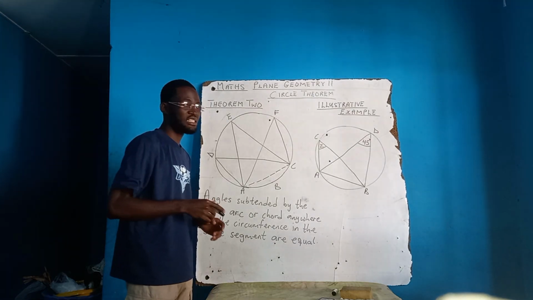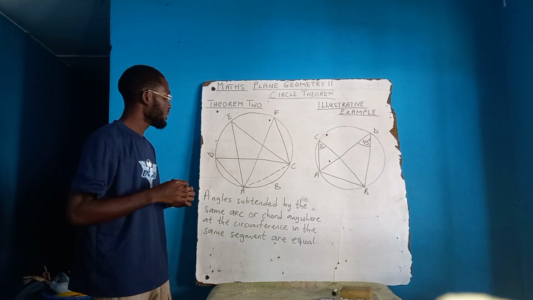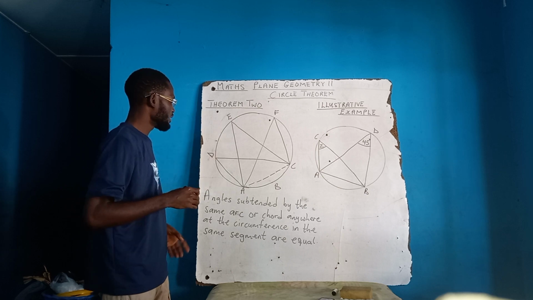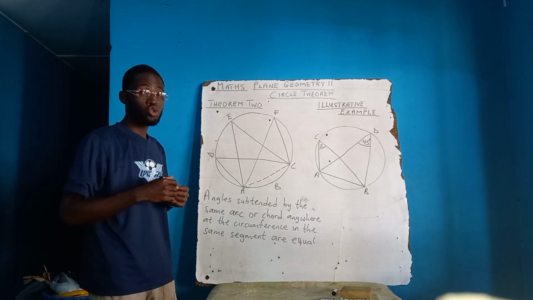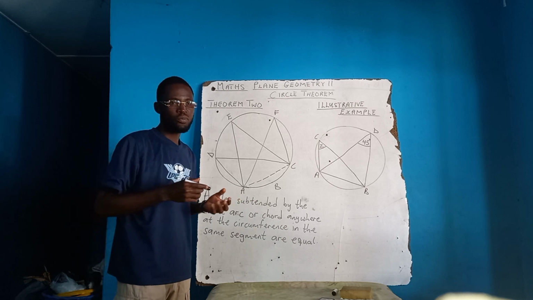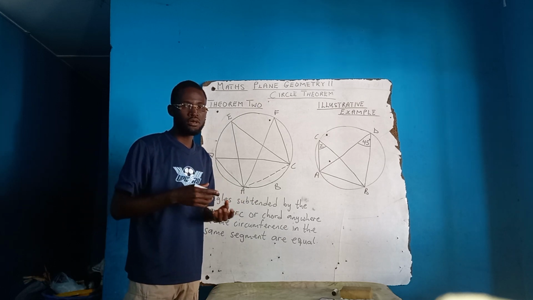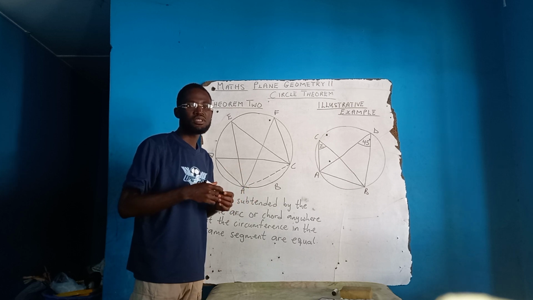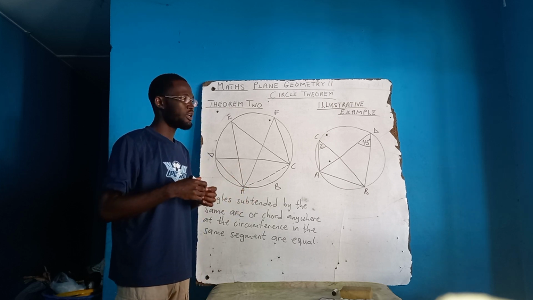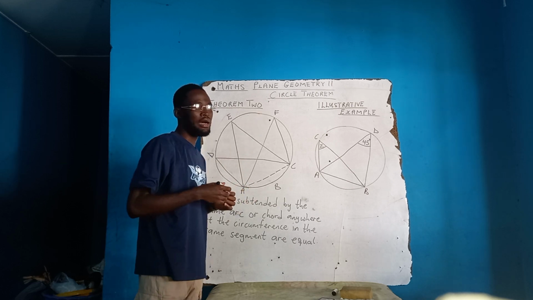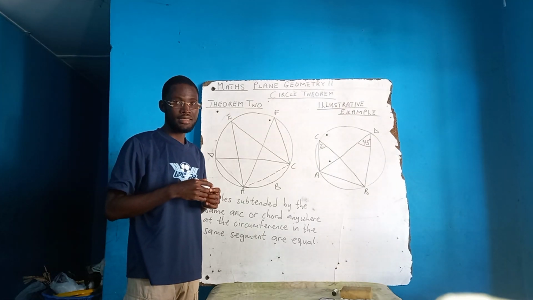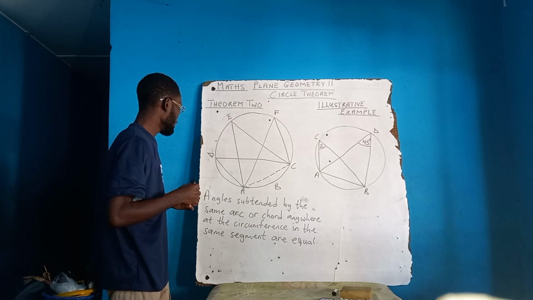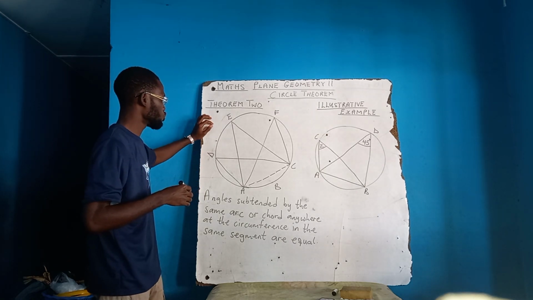Alright, so without wasting time, we'll commence with getting ourselves abreast with circle theorem 2. I'll quote the statement, I'll explain the statement as well, and then we'll apply that same theorem in order to get over our illustrative example. So I trust we can start. Alright, so we have theorem 2.